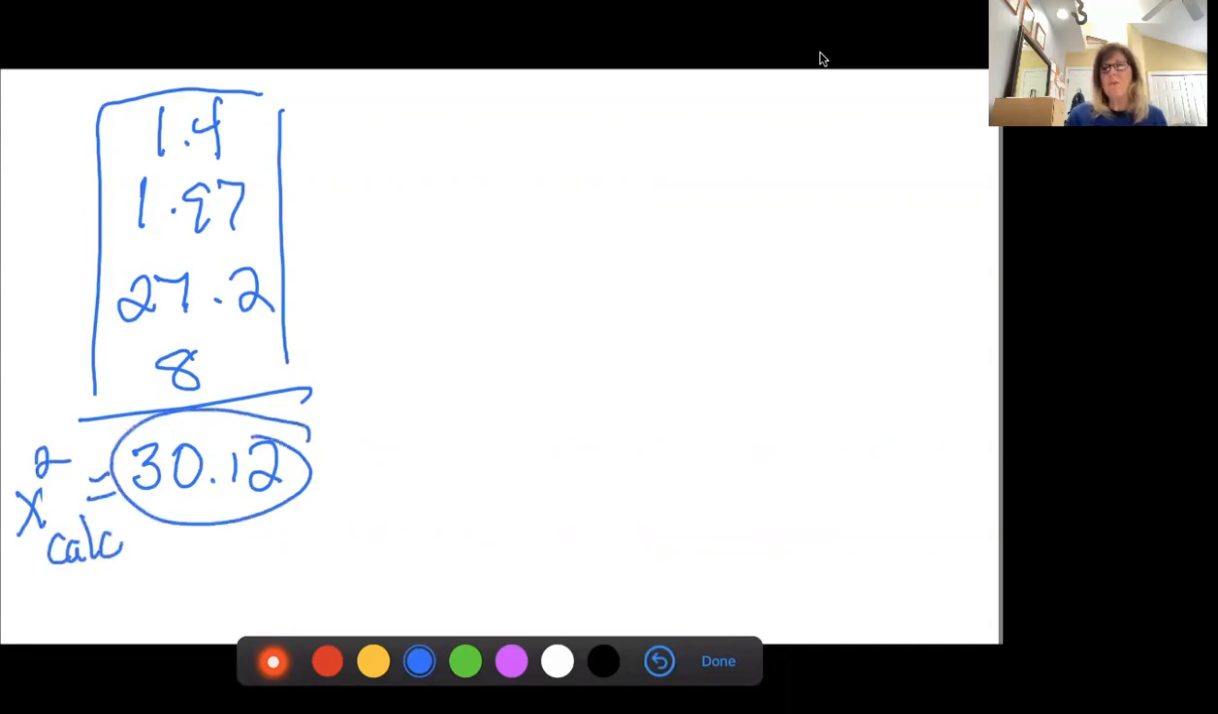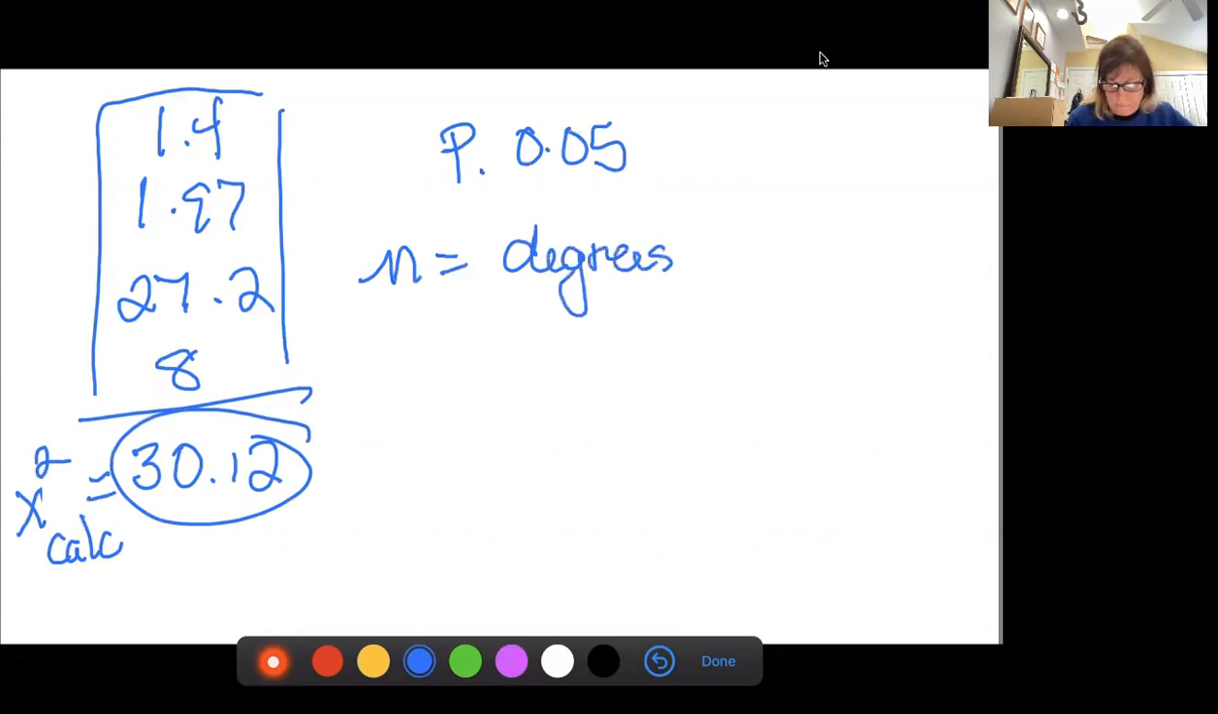That is a huge number. So what does that mean? That means that my chi-square value is rather high. And so when you go to your chi-square chart, you're going to look up your probability of 0.05. And then you have to figure your n. Your n is your degrees of freedom.